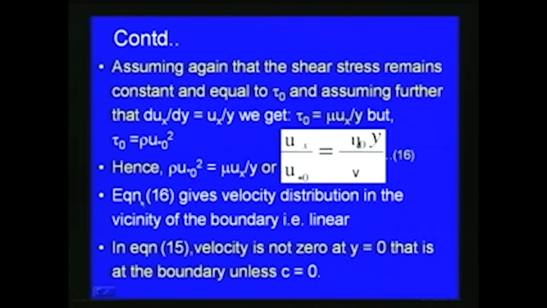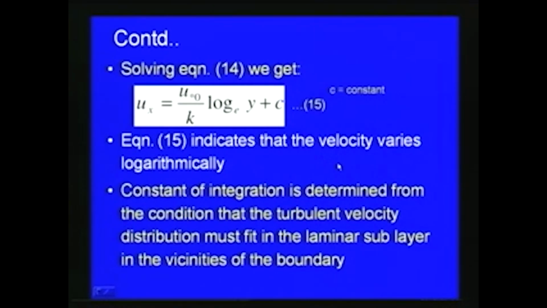So, hence equation number 16 gives the velocity distribution in the vicinity of the boundary. So, this is linear, that is, we can say it is in the laminar sublayer. In equation number 15, velocity is not 0 at y equal to 0 if c is not equal to 0. So, here is equation number 15.